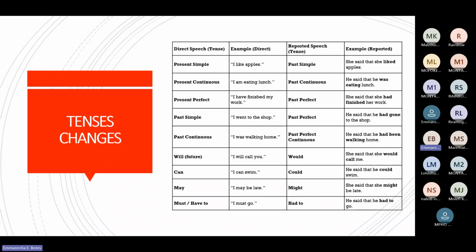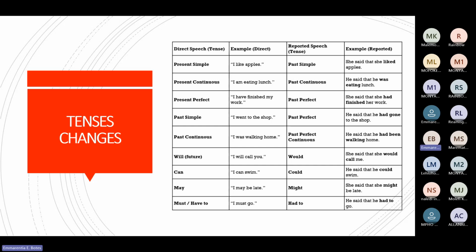I like apples. We see the inverted commas, so we know that that is direct speech. But now when we report it, we have to put it into the past indefinite or the simple past tense. So she said that she liked apples. The present continuous, I am eating lunch. That's someone's direct words. Now we have to report on that. So we take that into the past continuous. He said that he was eating lunch.